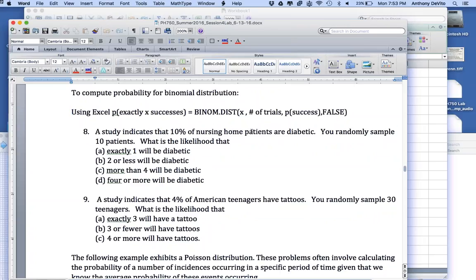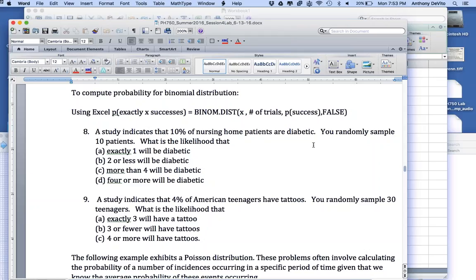A study indicates 10% of nursing home patients are diabetic. You randomly sample 10 patients. What is your number of trials? First of all, what's your p-value, your probability of any particular patient being diabetic? 10%, right? You're going to sample 10 patients, so your n is 10 patients. So p, your probability, is 10%, and n, your number of trials, is 10.